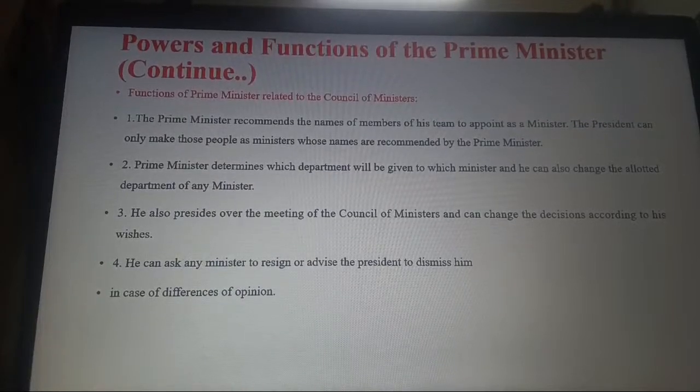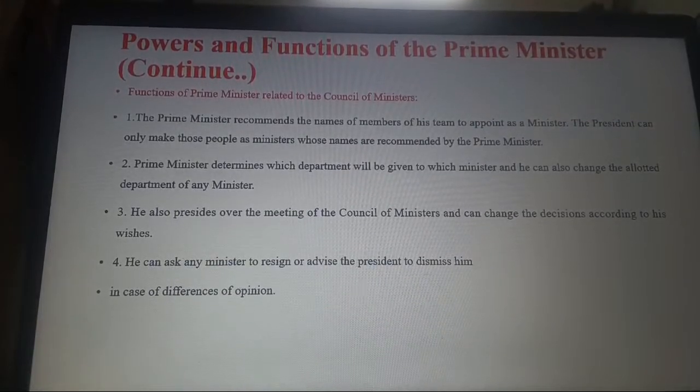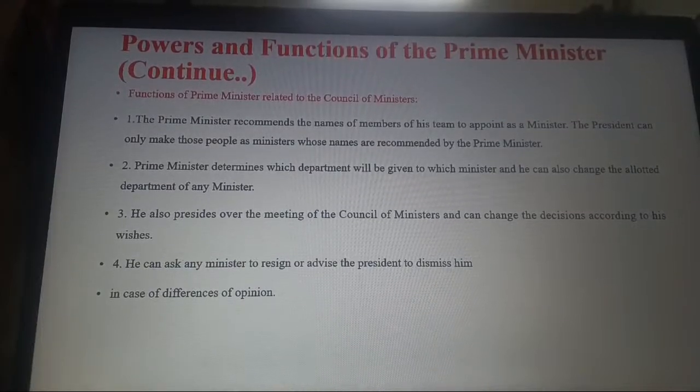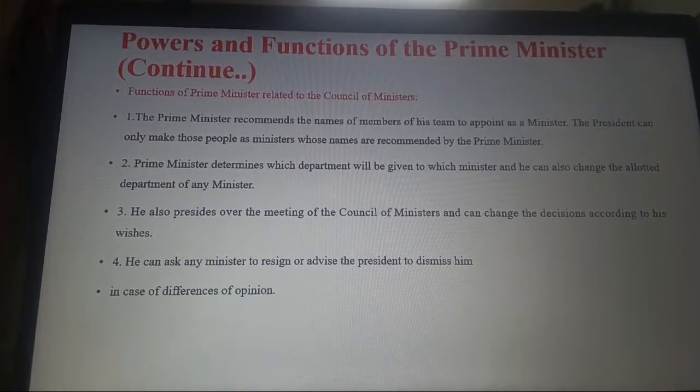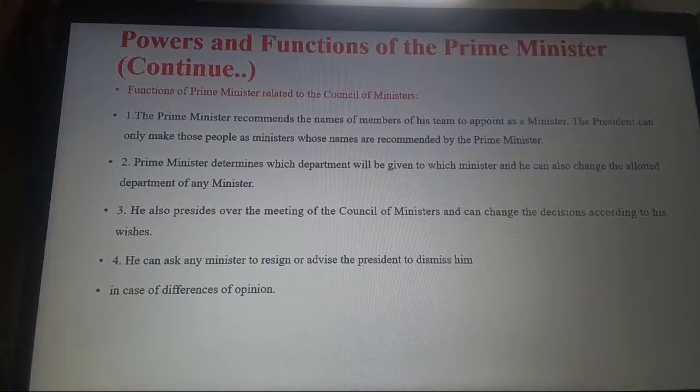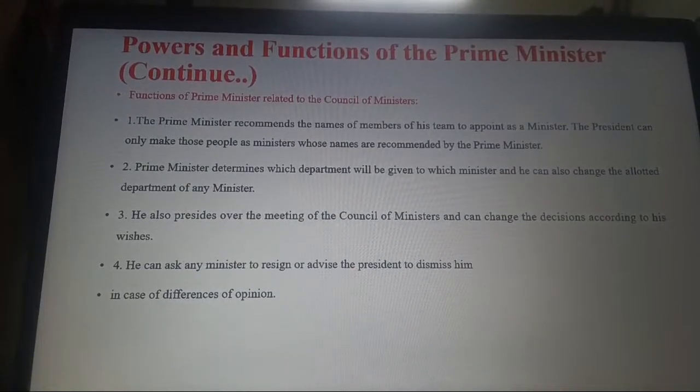He also presides over the meeting of the Council of Ministers and can change the decisions according to his wishes. He can ask any minister to resign or advise the president to dismiss him in case of differences of opinion.